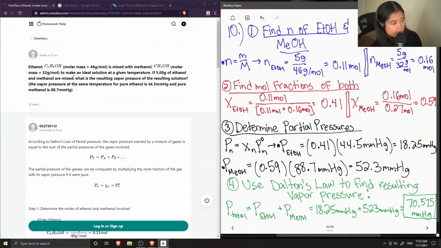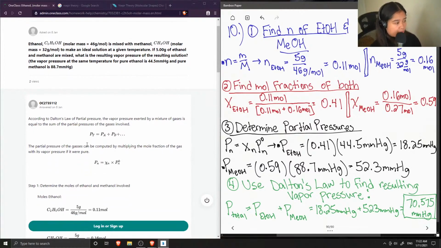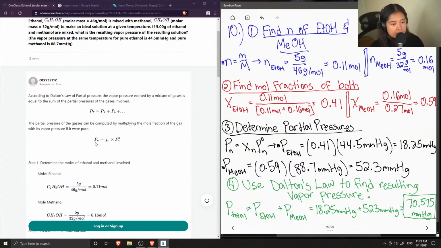Now let's see what the junior tutor said. According to Dalton's law of partial pressure, the vapor pressure exerted by a mixture of gases is equal to the sum of the partial pressures of the gases involved. So P total is equal to PA plus PB plus etc. The partial pressure of the gases can be computed by multiplying the mole fraction of the gas with its vapor pressure if it were pure. So they showed the partial pressure is equal to the mole fraction times the pure substance's vapor pressure.